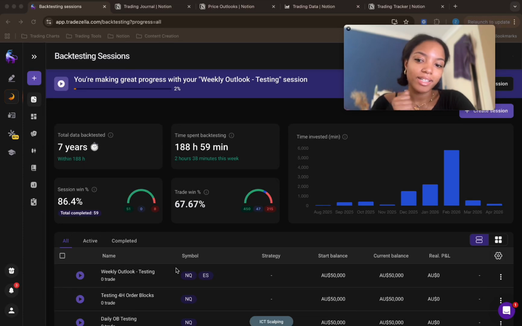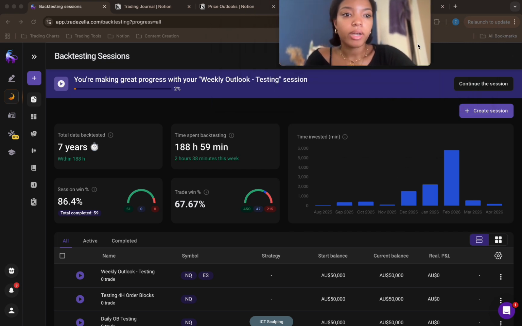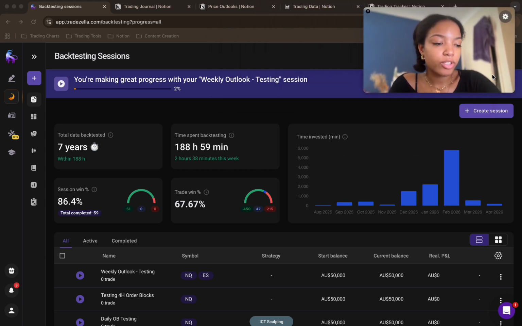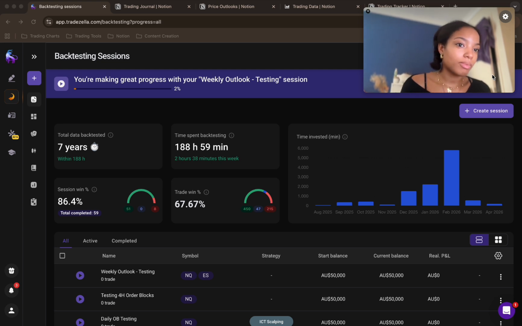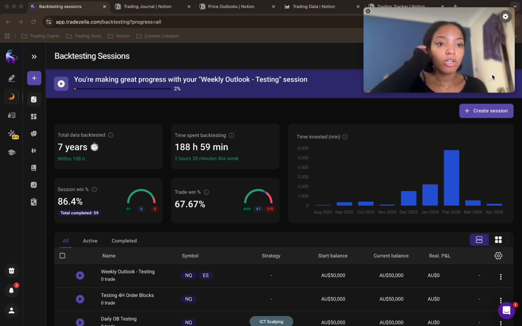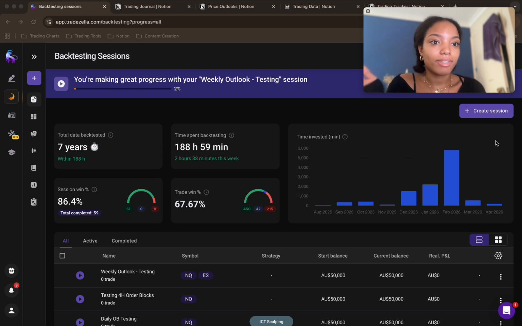I was mid studying ICT's core content, and I thought, let me quickly take a break and do some back testing. So that's what we're going to do now. We're just going to back test my normal strategy. We're not going to back test order blocks or weekly outlooks or anything, just my normal strategy. So yeah, let's do it.